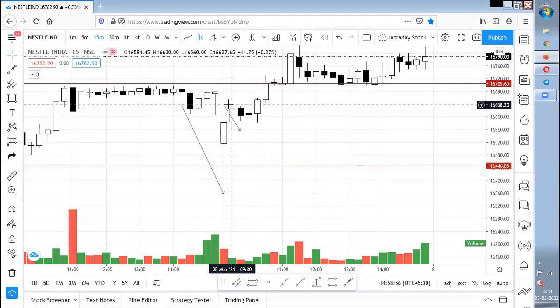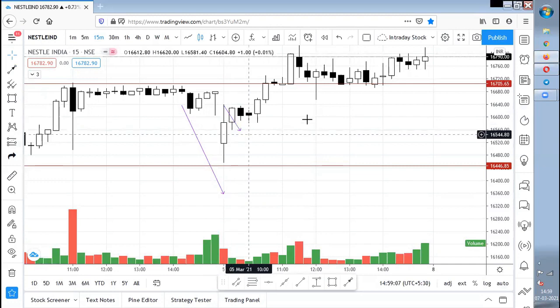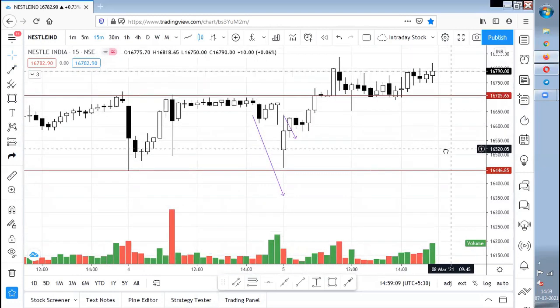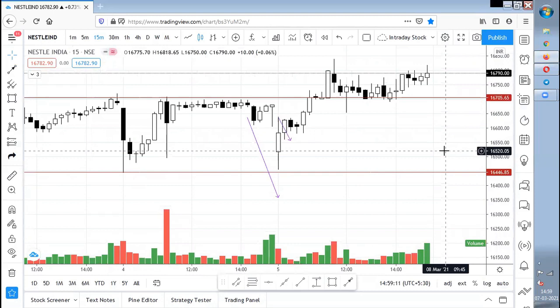I showed this entry point in the screenshot also, in the Telegram channel. So if you see, this was my entry point, 16640 and above. My entry will be there, my stop loss is 80 points, and my target is going to be however much I'm comfortable booking, or however much resistance I'm seeing.